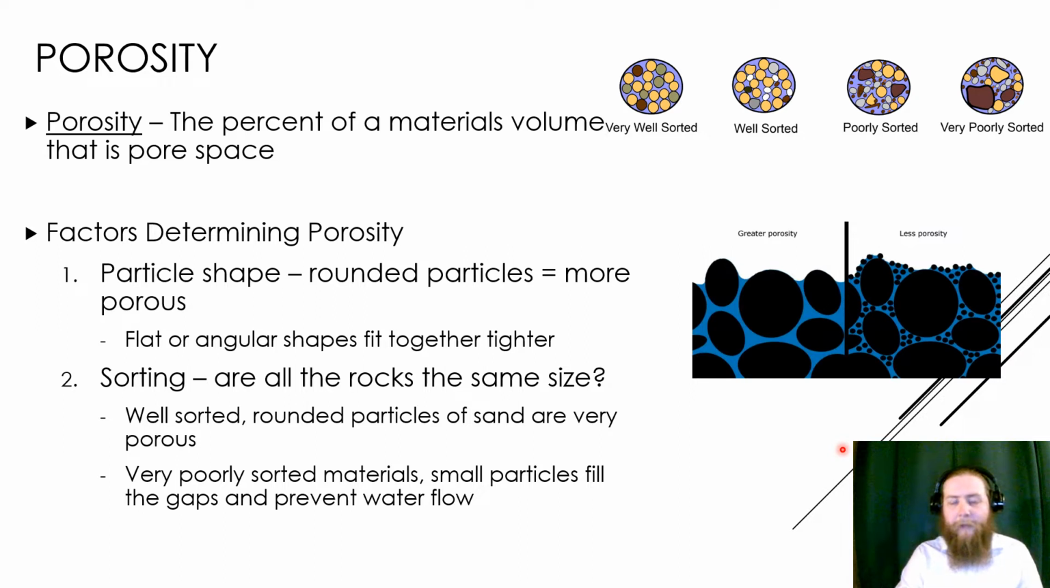Some factors that determine the porosity are the particle shape. Are they rounded? Are they more porous? These flatter and angular shapes are going to fit together better. And are the rocks the same size? Very well sorted rocks, like this example up here on the top, and this one too, where they're more round sided, are very porous. And as we get to different sizes of materials, these smaller materials are going to fill in these gaps and decrease the overall porosity.